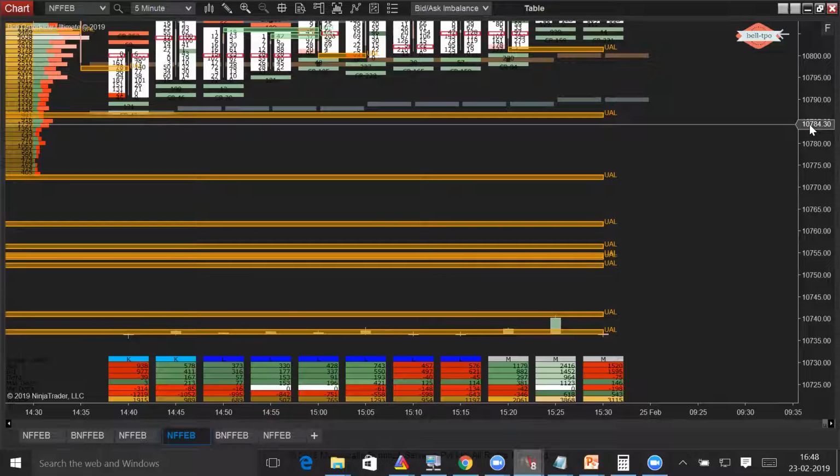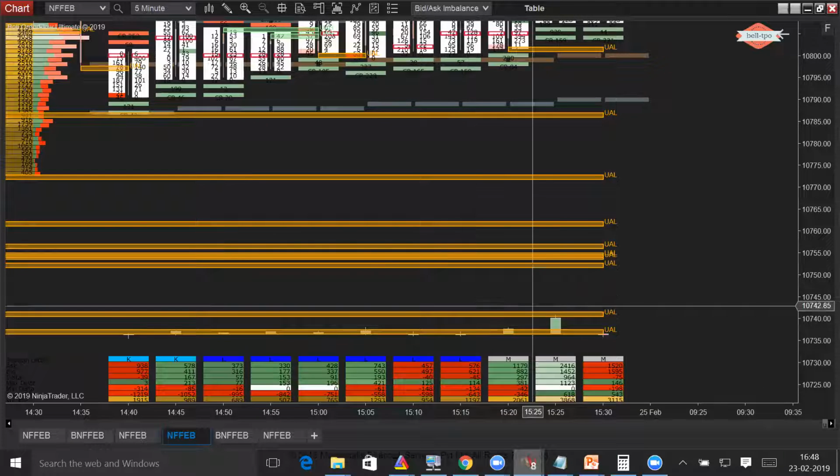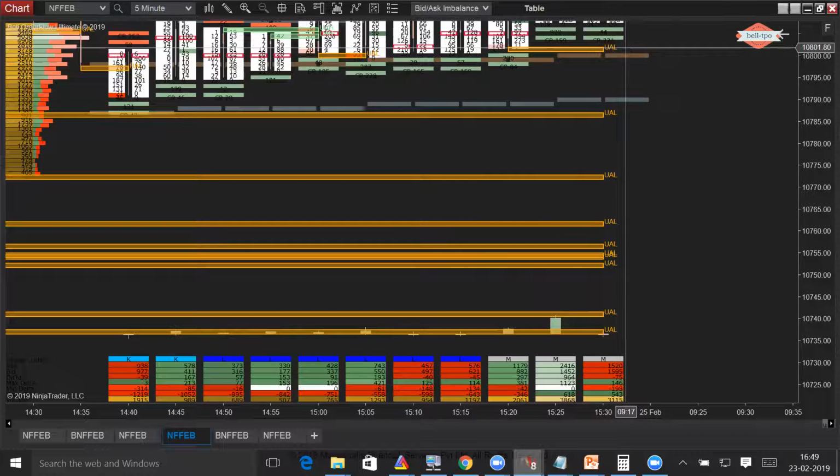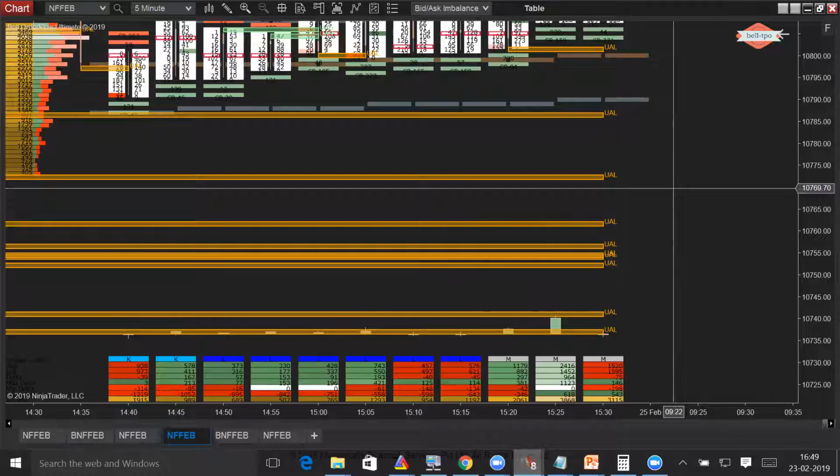Wherever such levels are matching, it automatically draws a level over there. Okay. More and more unfinished levels are getting formed. That is, I'm seeing that as a vulnerability. Positionally, it is vulnerable to hold positions in their direction.